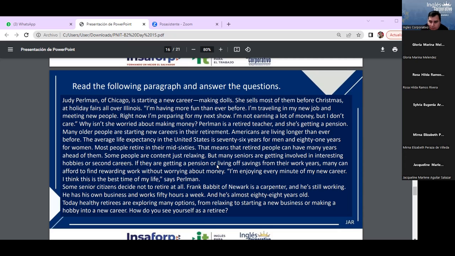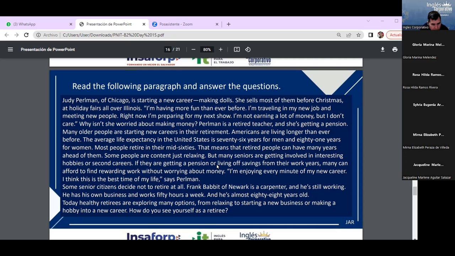Some people are content just relaxing. But many seniors are getting involved in interesting hobbies or second careers. ¿Qué significa careers, teacher? Carreras. If they are getting a pension or living off savings from their work years, many can afford to find rewarding work without worry.